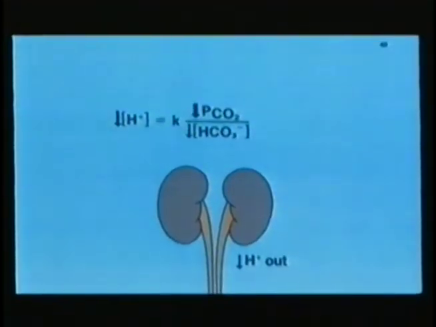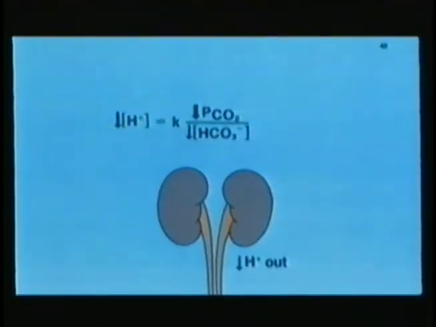40. The decrease in PCO2 during respiratory alkalosis results in a decreased hydrogen ion excretion and a corresponding decrease in plasma bicarbonate concentration.